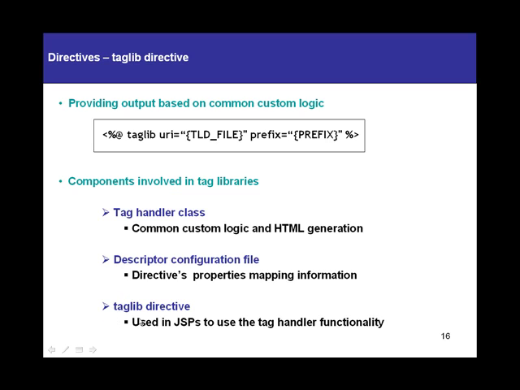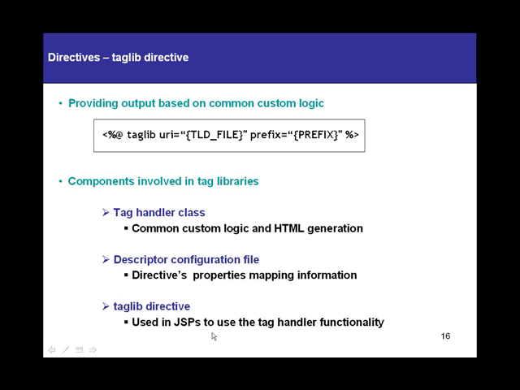Okay. So now let's say that we just have a common set of functionality which will be used in each and every page in my application. So what I do is I put this common chunk of code in a certain file, right? And I'll use this common code in multiple JSP pages. So that common place where I'm putting the common logic is the tag handler class, right? So this is the place where I put the common custom logic and HTML generation.